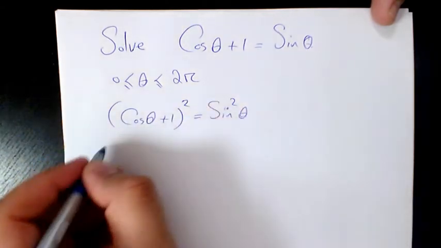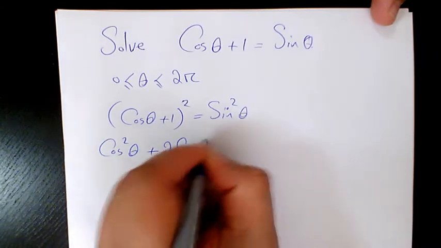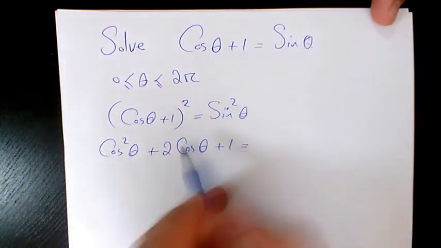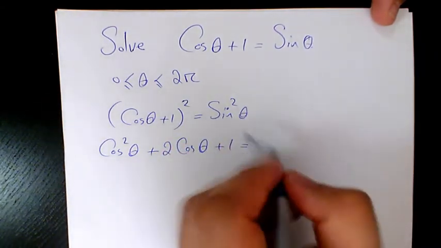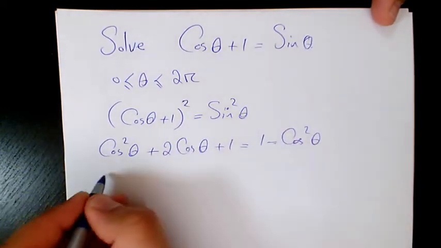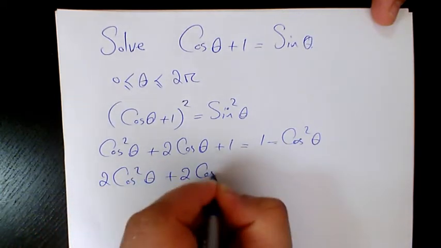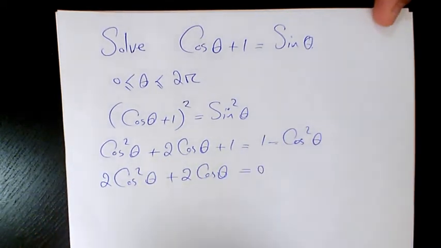Then you expand it, it's going to be cosine squared theta plus 2 cosine theta plus 1. And here, since all of them are cosine, I'm going to change sine squared theta to 1 minus cosine squared theta. Then I move it to the other side. It's going to be 2 cosine squared theta plus 2 cosine theta. 1 and 1 cancel out. It's going to be 0.